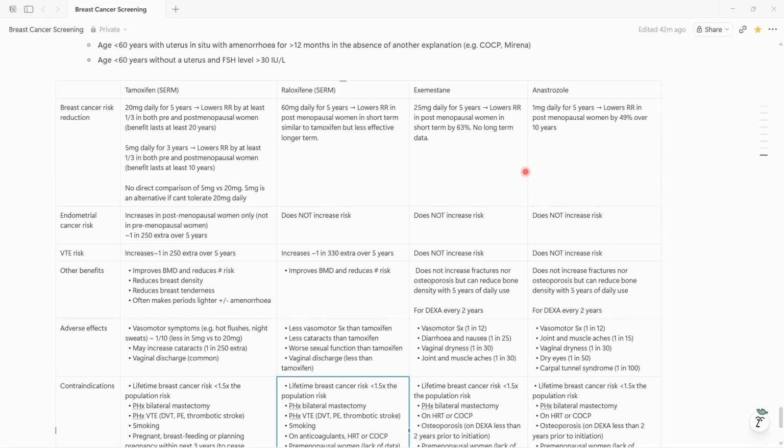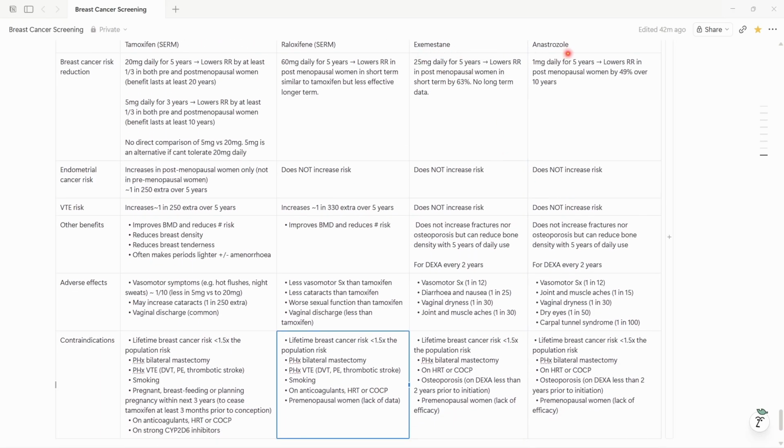The next are the 2 aromatase inhibitors, exemestane and anastrozole, so we can compare both of them side by side. They're both taken for 5 years and they're only used in postmenopausal women. The relative risk reduction for exemestane in the short term is 63%. There is no long-term data for exemestane, whereas anastrozole has long-term data where the risk reduction is 49% over 10 years. Exemestane and anastrozole do not increase the risk of endometrial cancer, and they also do not increase the risk of venous thromboembolic disease, in comparison to tamoxifen, which increases endometrial cancer and the risk of blood clots.